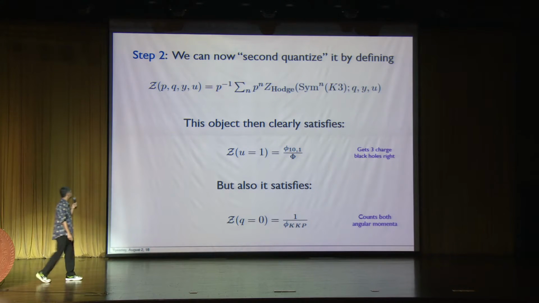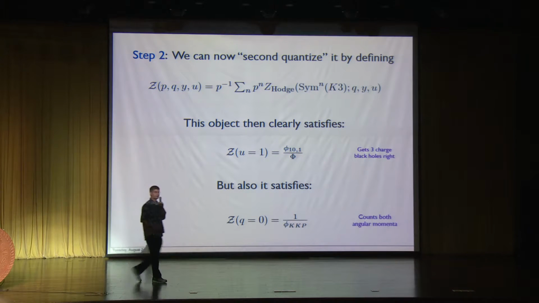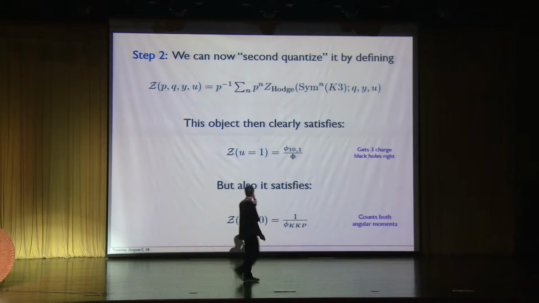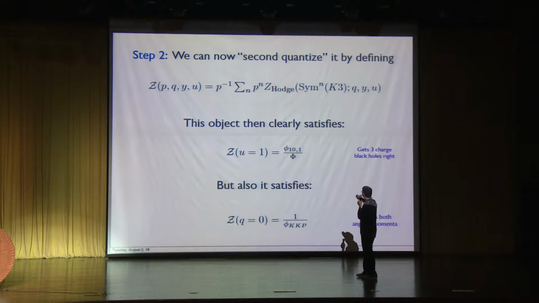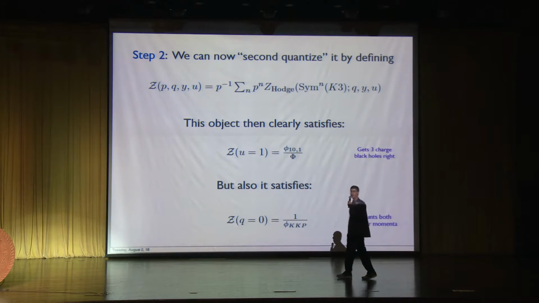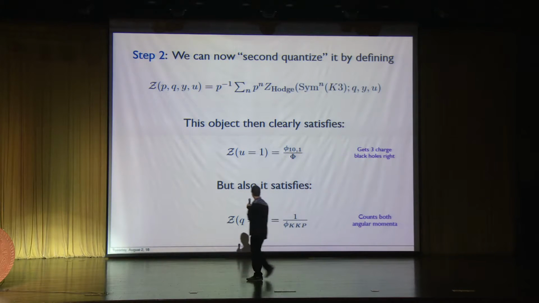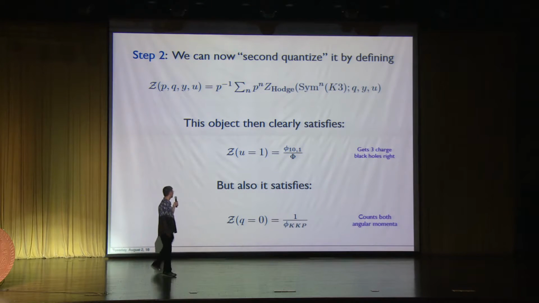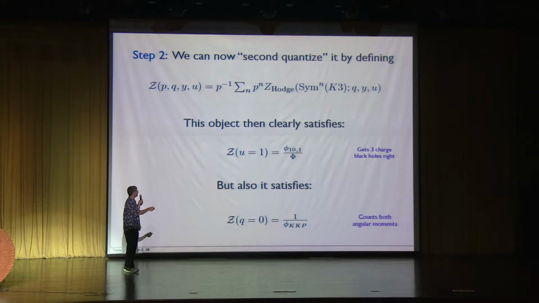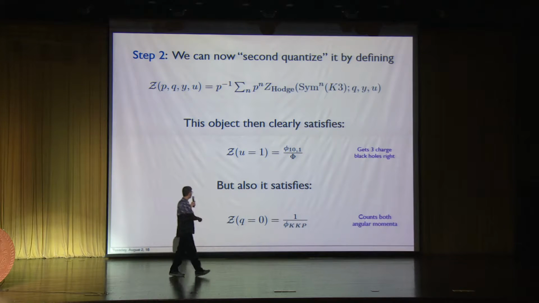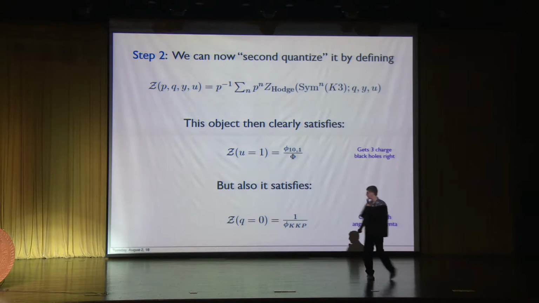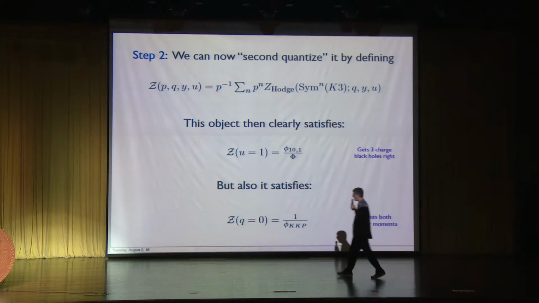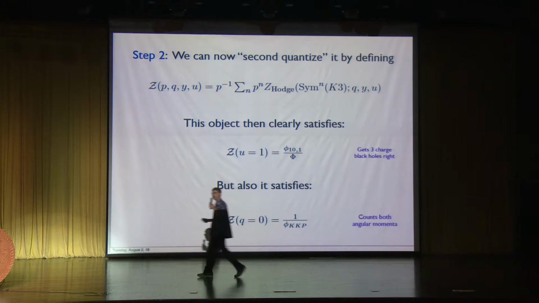Now in step 2, we can second quantize this the way we did with Sym^n by summing over all n, and define a new function script Z of 4 variables, which sums p to the n times this Hodge elliptic genus of Sym^n of K3. This object then clearly has some interesting properties. When you set the new chemical potential to 1, it restricts to the counting function for 3-charge black holes. When you set q to 0, it now restricts to the function of Katz, Klemm, and Pandharipande, which actually counts both angular momenta, but lacks the q variable of the genus.